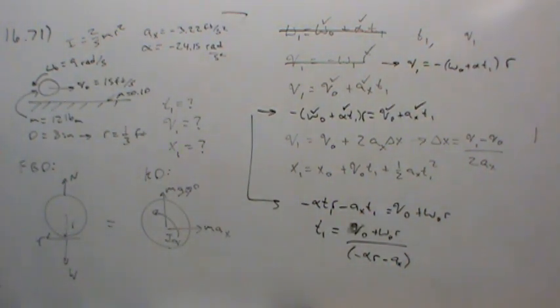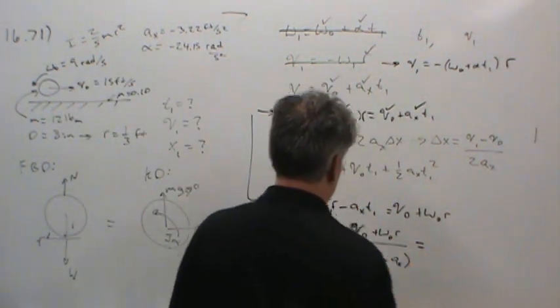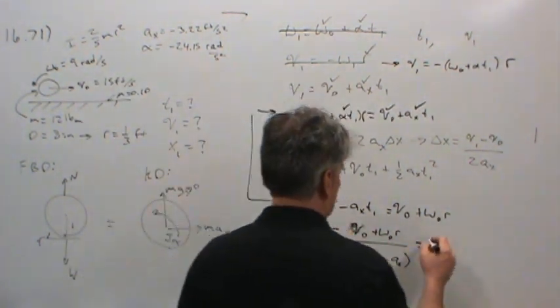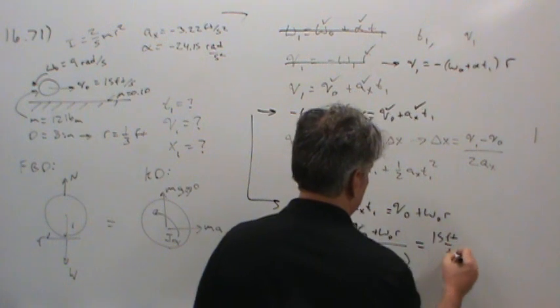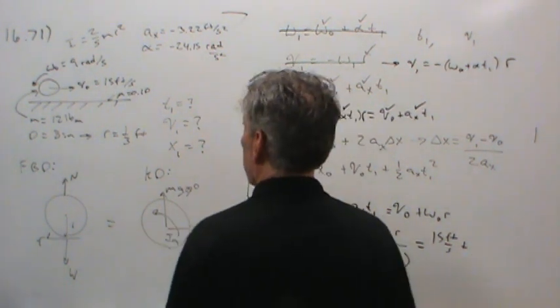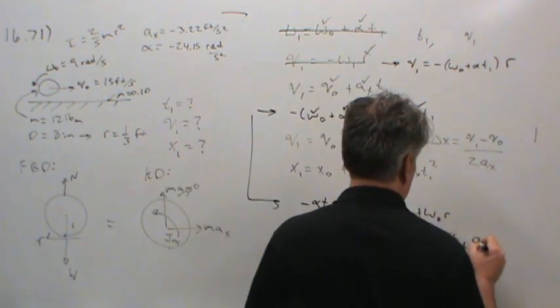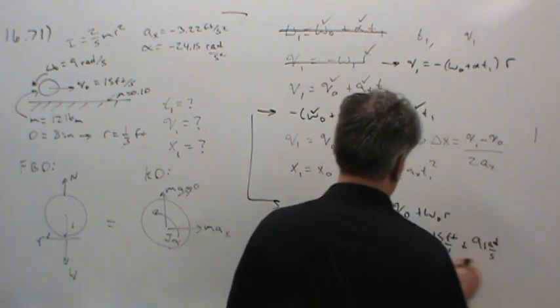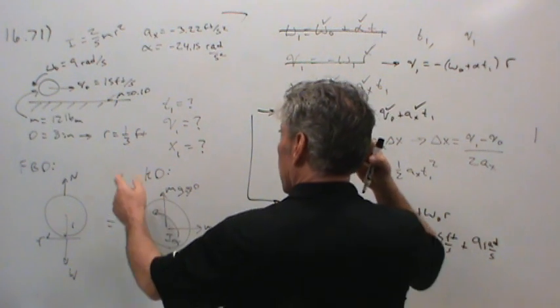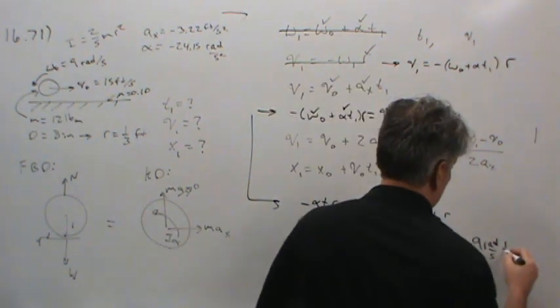That should do it. So now we just plug in numbers. The initial velocity is 15 feet per second. The initial angular rotation rate is a positive 9 radians per second. The radius of the ball is just 1/3 of a foot.